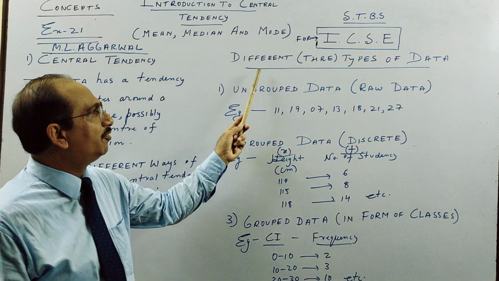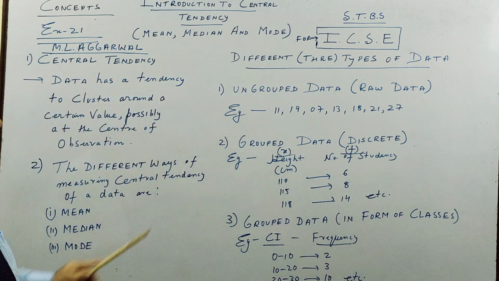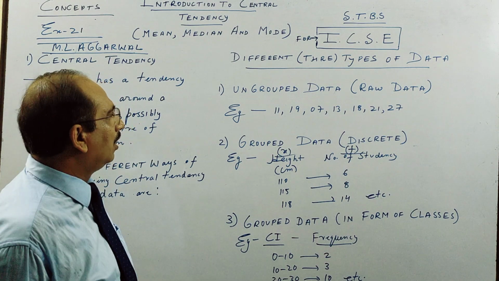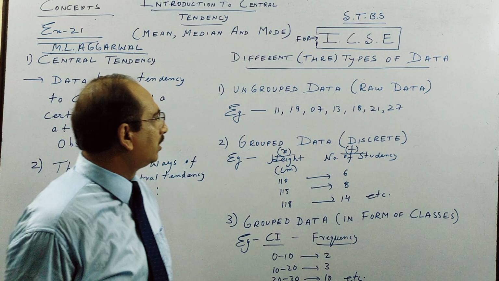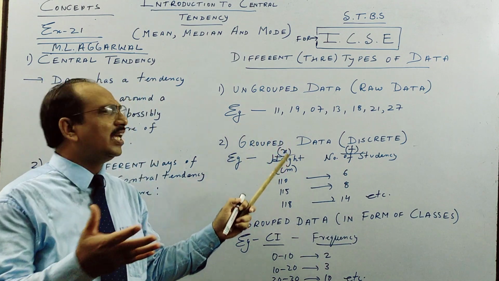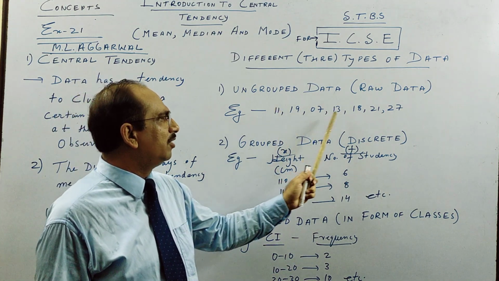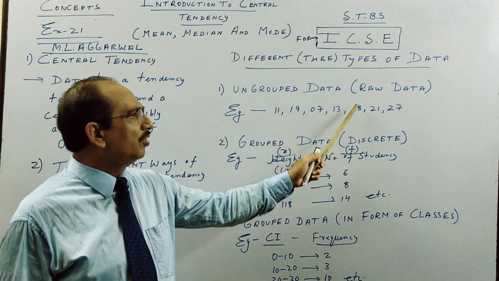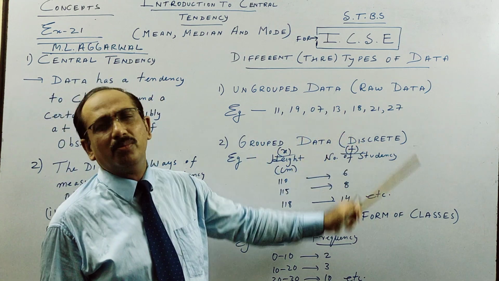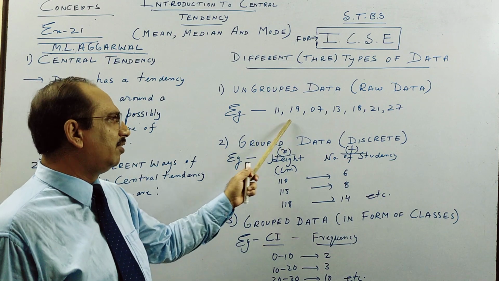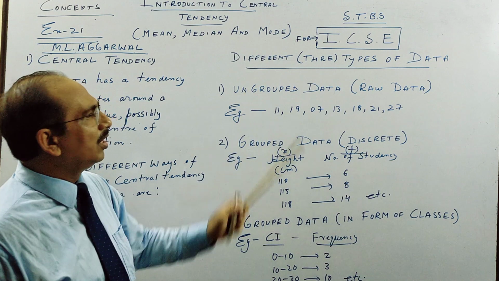Now we move on to different types of data. Here we find mean, median, mode of these three different types of data. Number one is what we call ungrouped data, which is also called raw data. For example, you gave a few unit tests, 1, 2, 3, 4, 5, 6, 7. So out of 30 marks you had a test, and this is how you performed in 7 subjects. One you got 11, one you got 19, one you got 7, one you got 13. Such data are called ungrouped data.